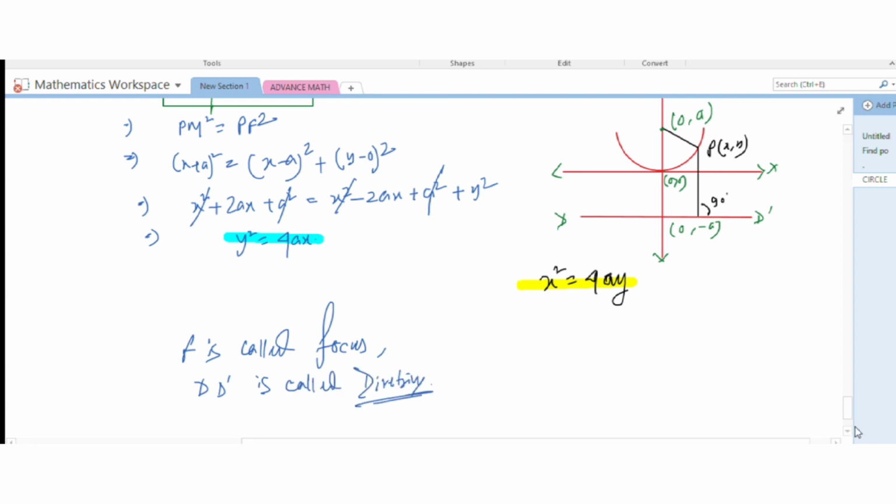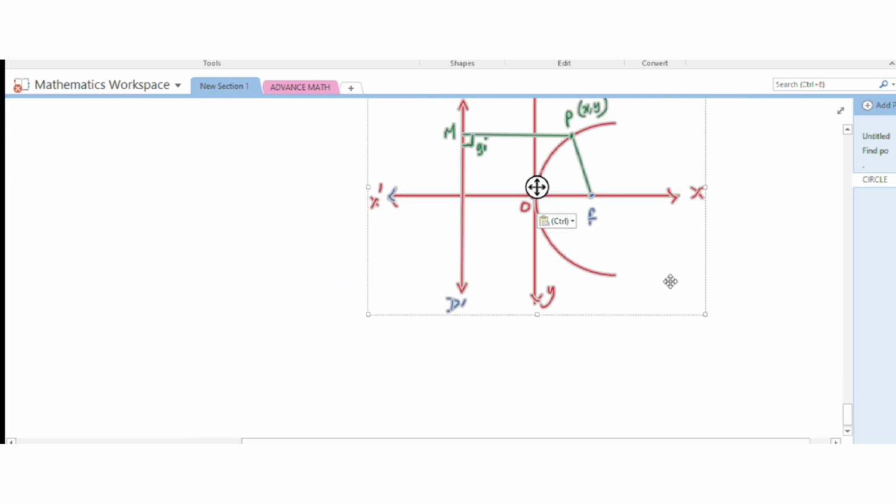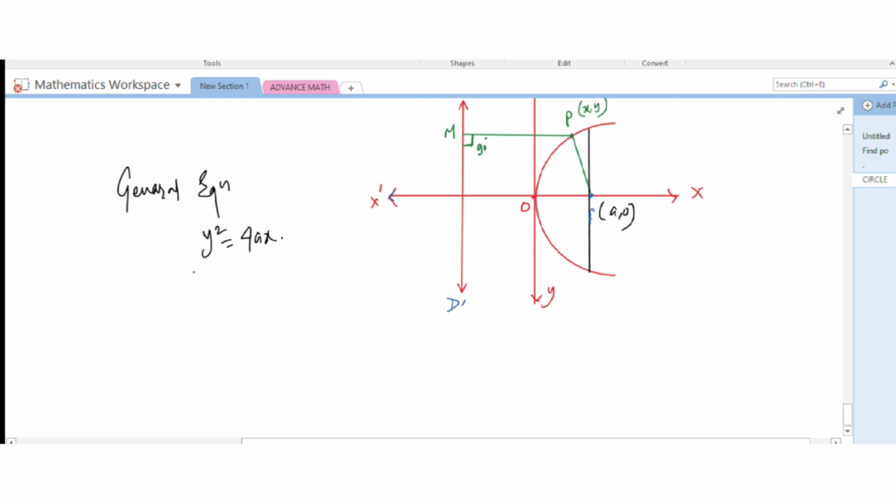Okay, now we'll move to another thing, that is, this is our figure here. Now one line may be there. I'm taking one line here, which moves like this. Now this line is called latus rectum. What is the coordinate of this one? That is (a, 0), right? So now the general equation is y square equals 4ax. This is the general equation, isn't it?